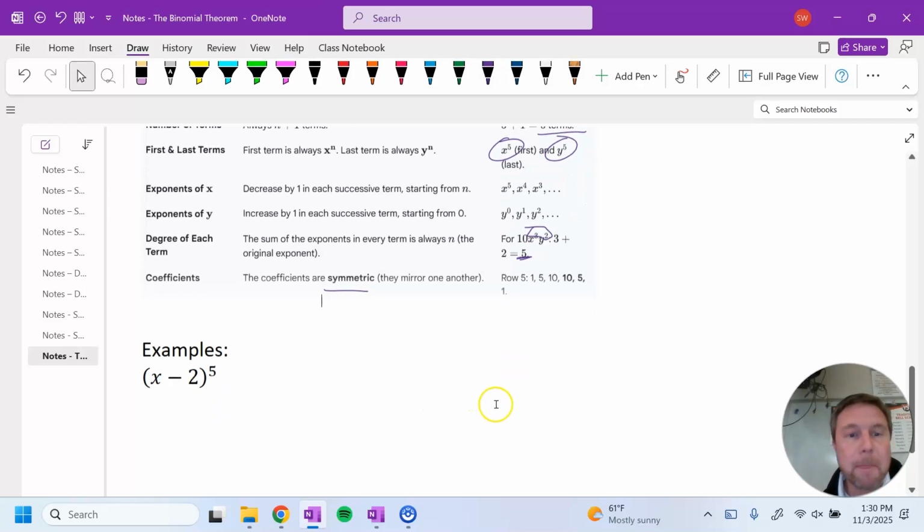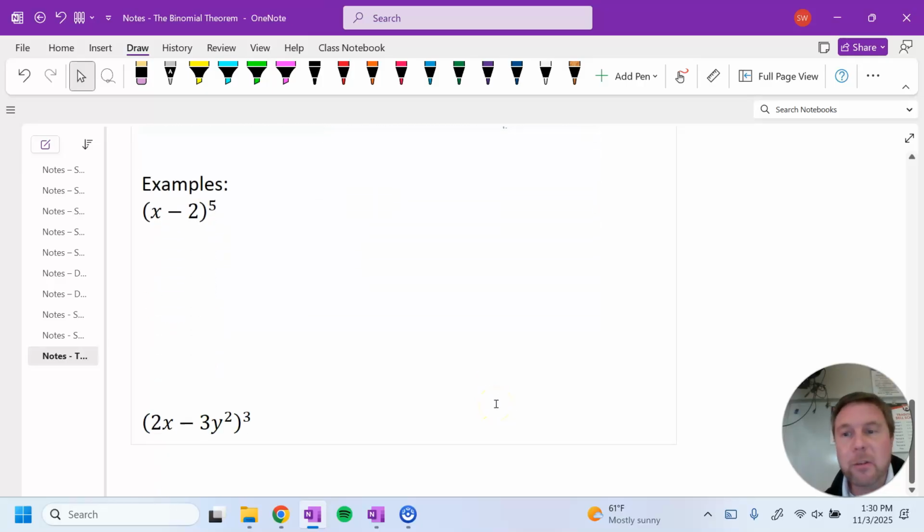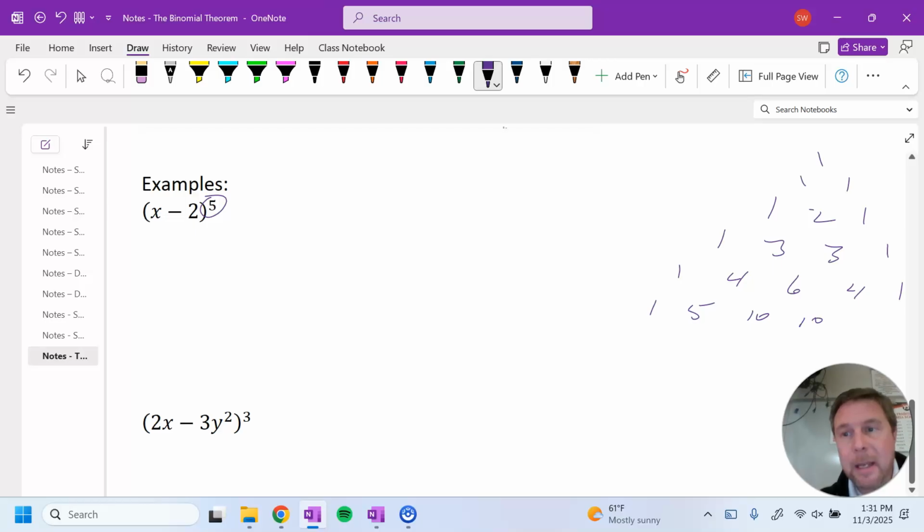That's nice to know. All right, so let's try it with an example. (x minus 2) to the power of 5. If this is to the power of 5, I need row 5 of Pascal's triangle. And if you don't have that memorized, that's quite all right. I don't either. You can always duplicate it real fast by starting with a 1, then a 1, 1, then a 1, 2, 1, 1, 3, 3, 1. And you just add in between each time you go down. 1, 4, 6, 4, 1. That's row 4. I want row 5, so I've got to go one more. 1, 5, 10, 10, 5, 1. And that's the row that I need.